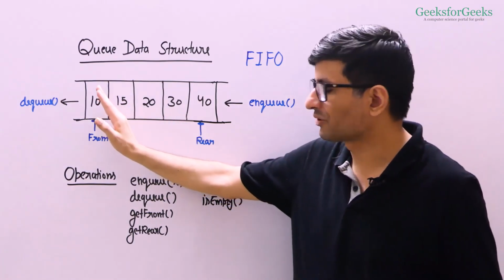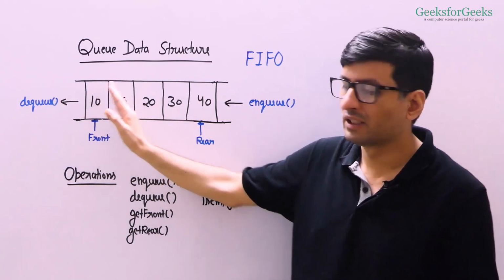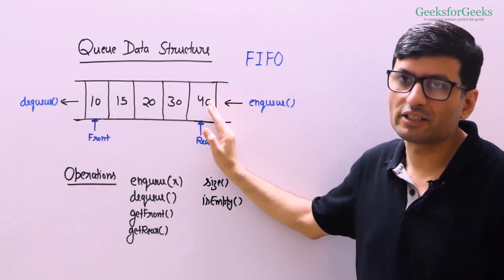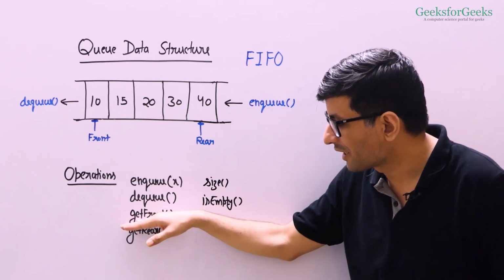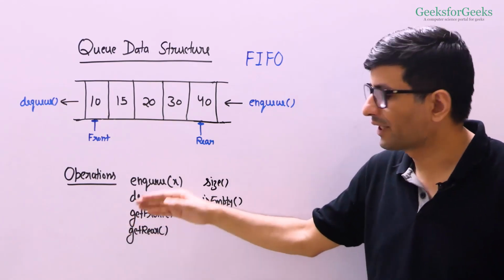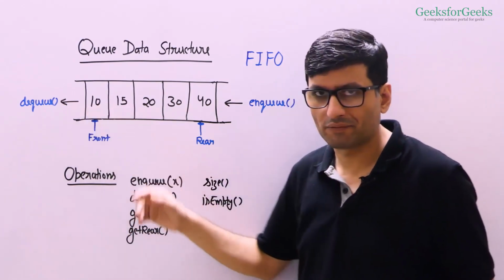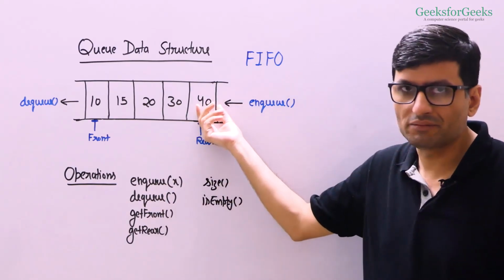So the first item which is going to be removed next is called front item. The item which has been just added is called rear item. So we have operations like get front and get rear also. If I call get front, I'll get the item 10. If I call get rear, I'll get the item 40.